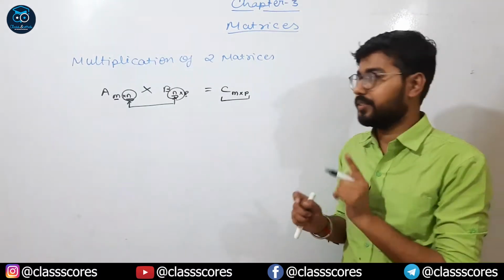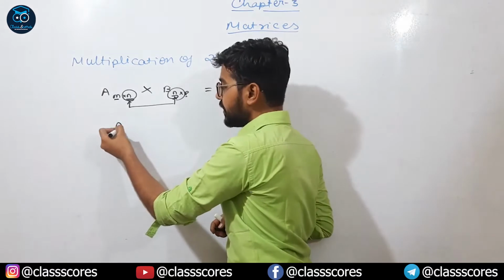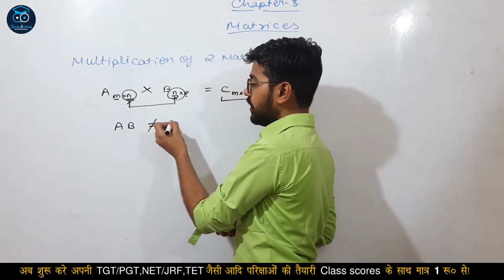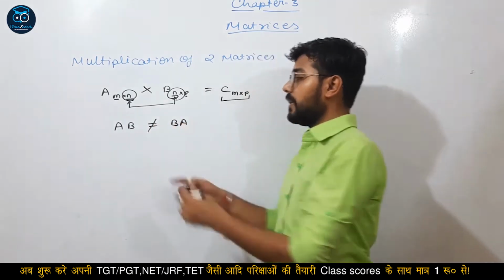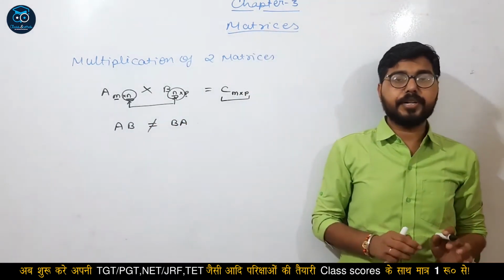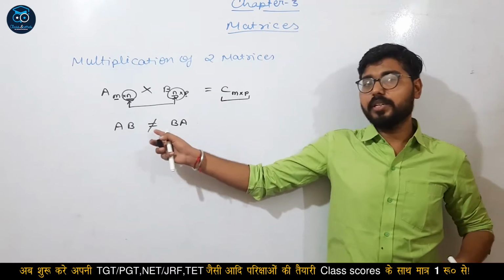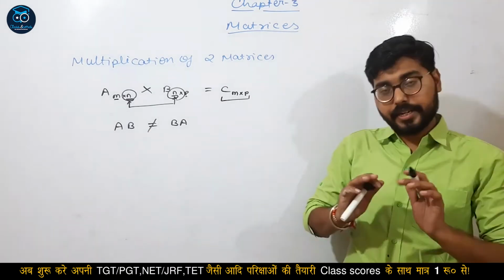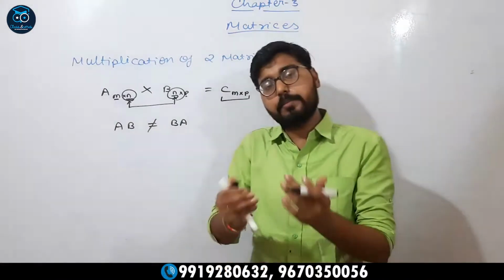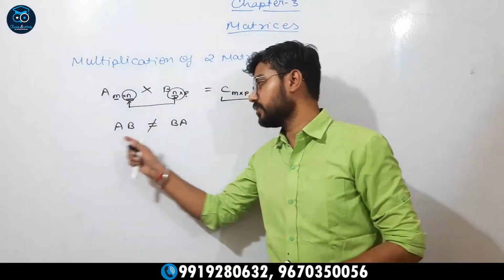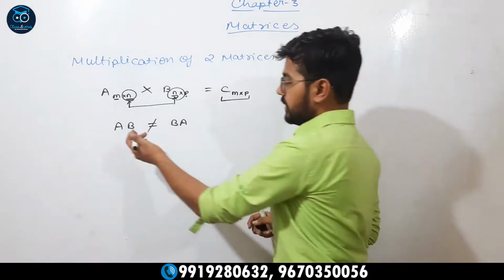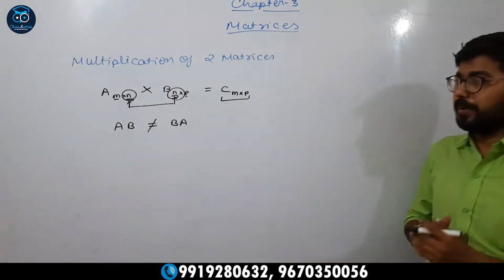And in multiplication, A into B is not equal to B into A. It means it is not compulsory in every case that A cross B is equal to B cross A. It may be equal or it may not be equal, but it is not compulsory. Clear? So we can say AB is not equal to BA.